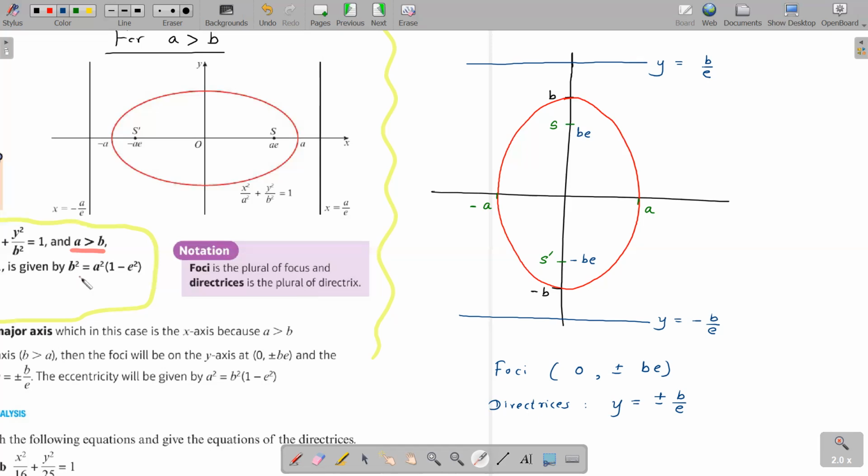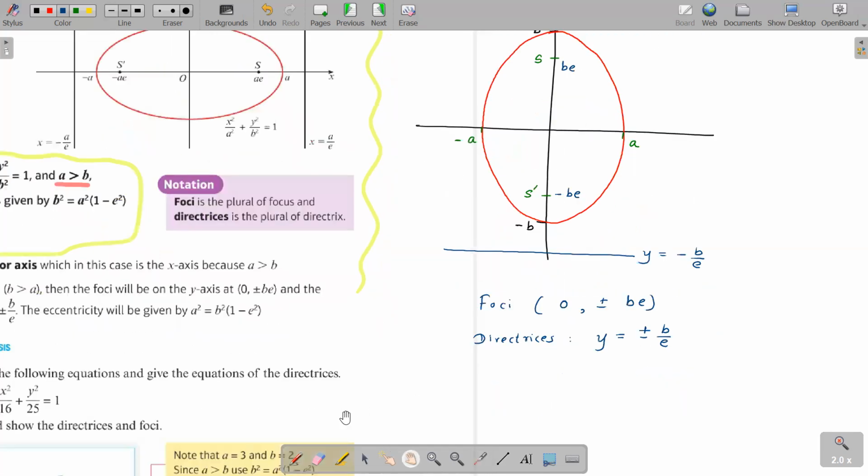Earlier you had b square equals a square (1 minus e square), right? So now you will have what? The eccentricity equation will be a square equals b square (1 minus e square).